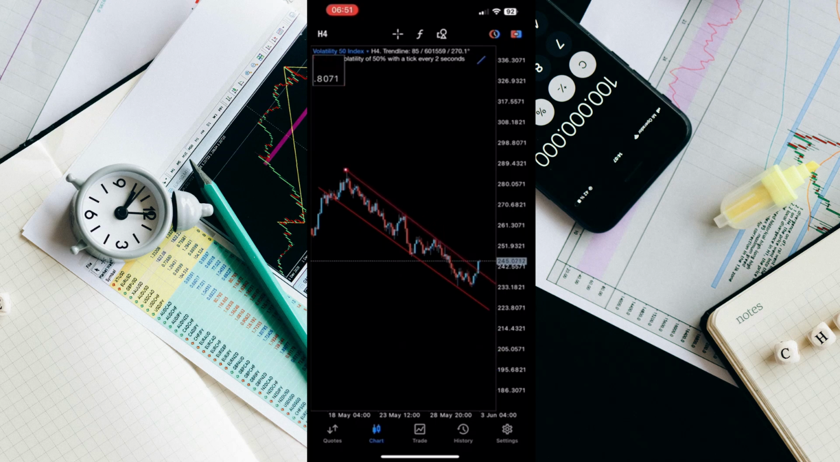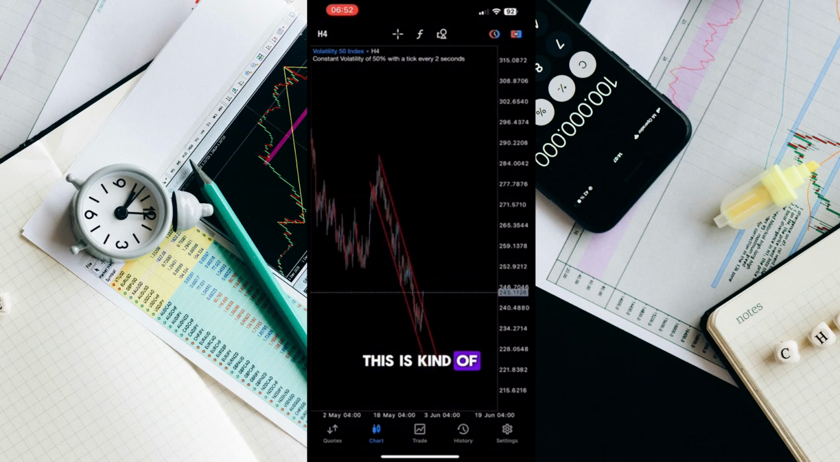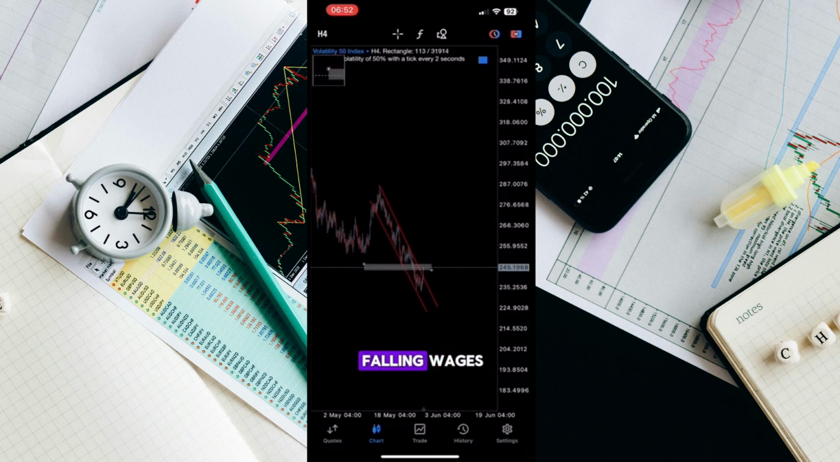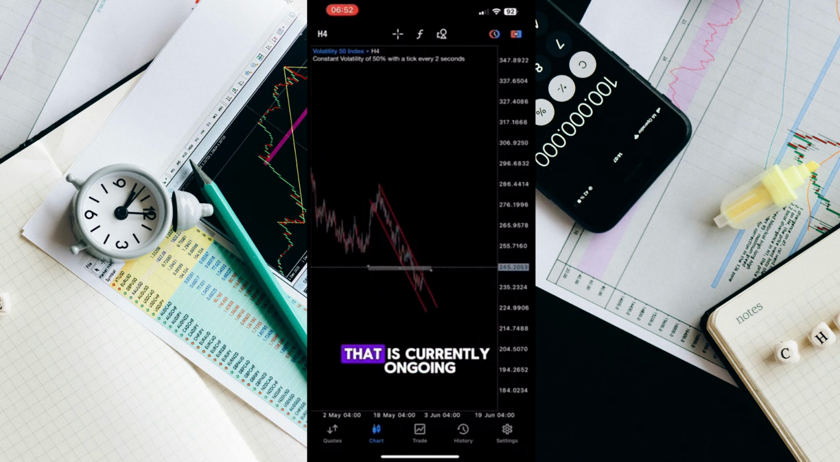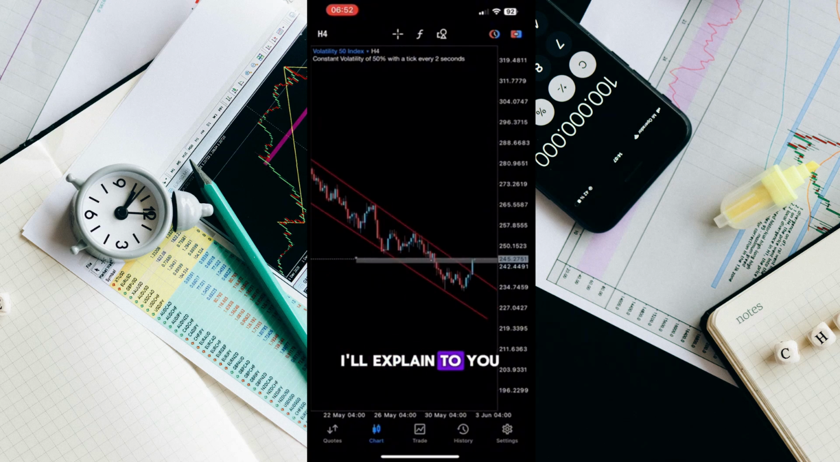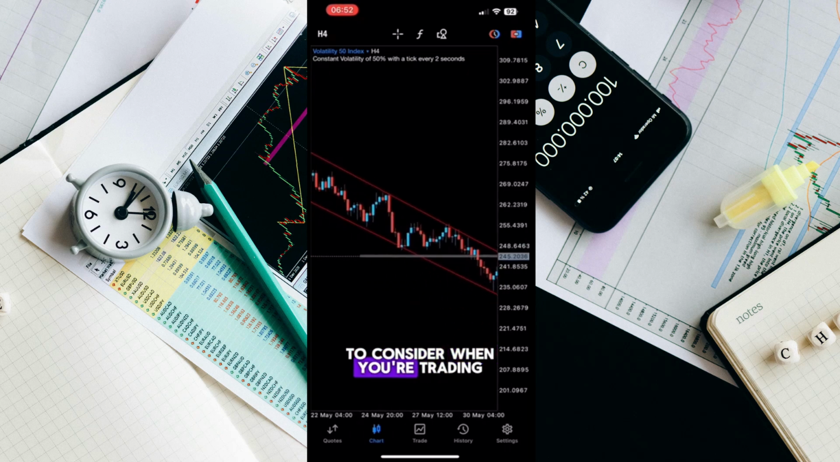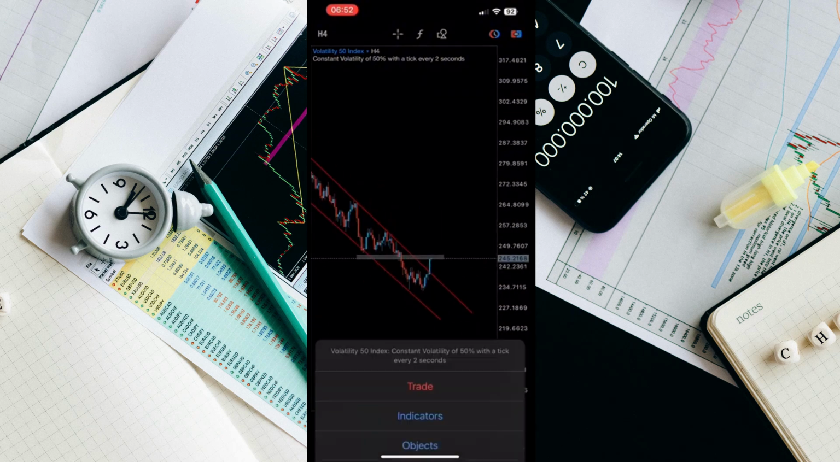So as you can see, the market is currently at a level where it broke to the upside. This is kind of a falling wedge, as you all know. And if you don't know how to trade falling wedges, please, you might want to join my mentorship program that is currently ongoing. I will explain to you how to identify, how to trade, and also the factors to consider when you're trading a falling wedge and other trading techniques. So back to our video.